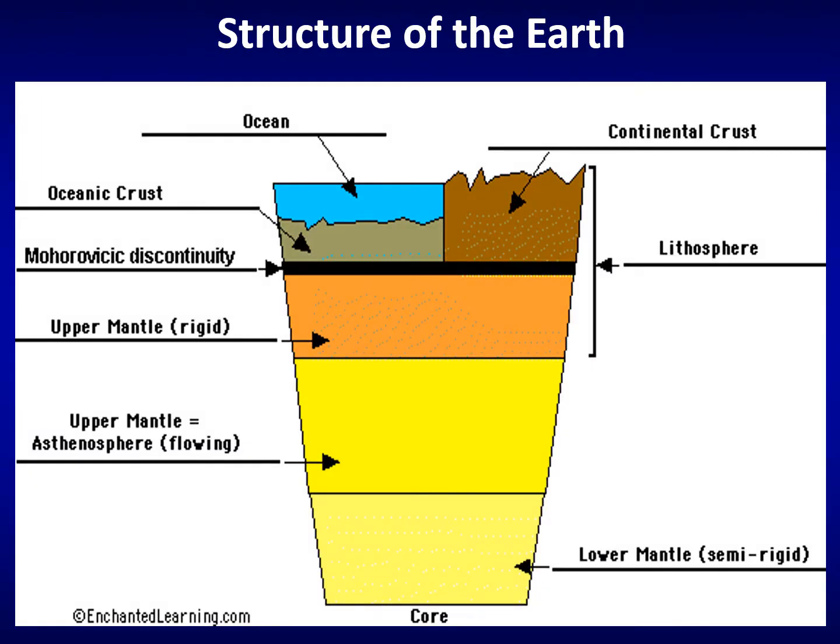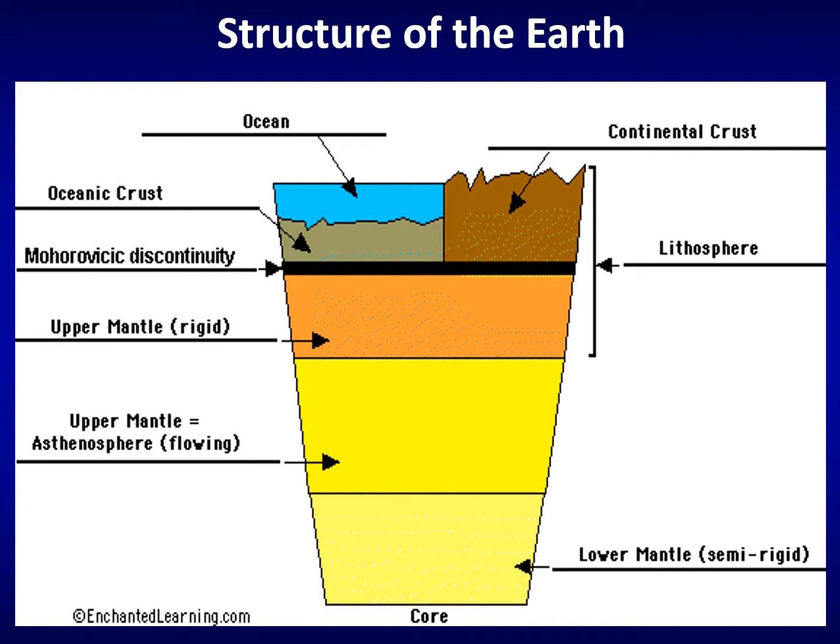Here's a look at the structure of the Earth one last time to review, especially those upper layers, because they're going to be most important when we talk about plate tectonics. We see here the ocean crust in the upper left, the continental crust in the upper right. There's a little boundary or a difference in the rock between the crust and the mantle. That's called the Mohorovicic discontinuity. That's the boundary between the crust and the mantle.